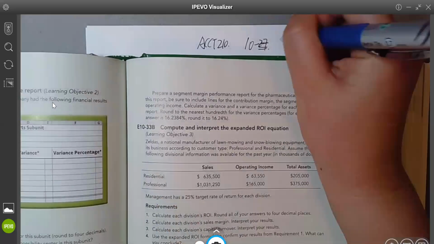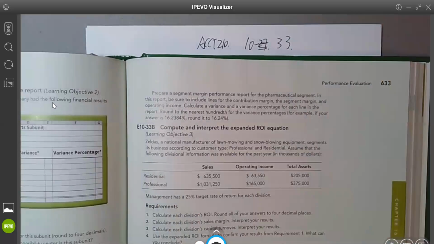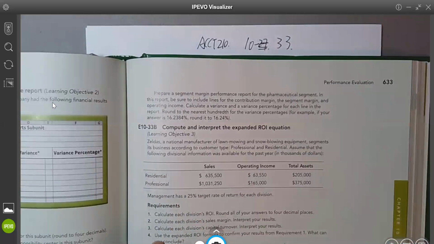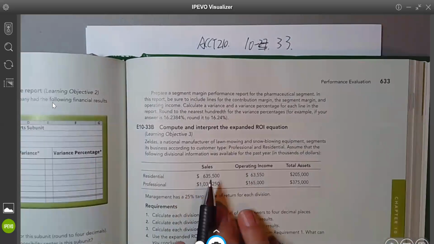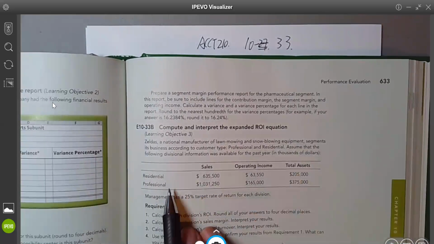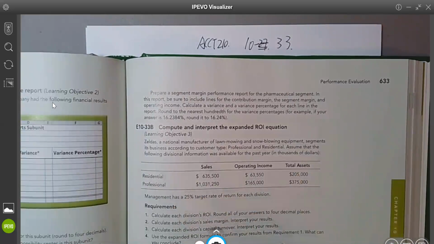So we go to page 633. We talk about question 33, also performance evaluation. In this question, you have sales, operating income, total assets, and then you have two different departments, two different segments. One is residential, one is professional, and then it also asks about the required return. So this will be used for our residual income.